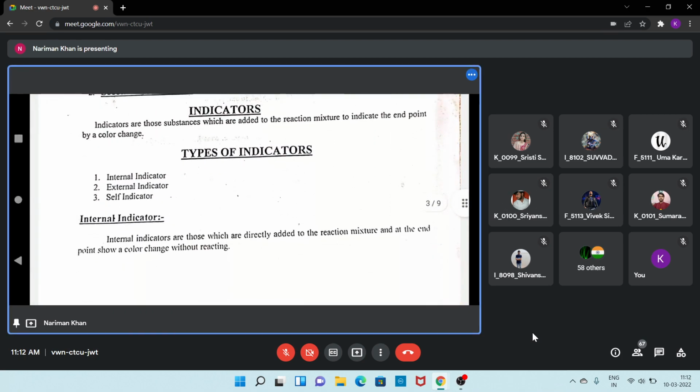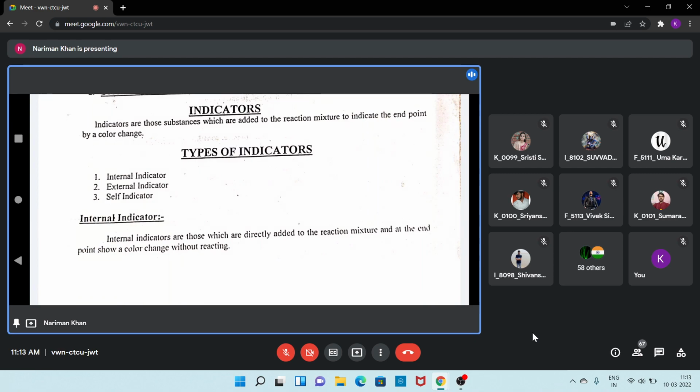Now indicators. Indicators are those substances which are added to the reaction mixture to indicate the end point. They show the end point of the reaction by a change in color. So it mainly depends upon the pH. So you must remember what pH is. What is the mathematical expression of pH? All these things can also be asked based on the indicator.